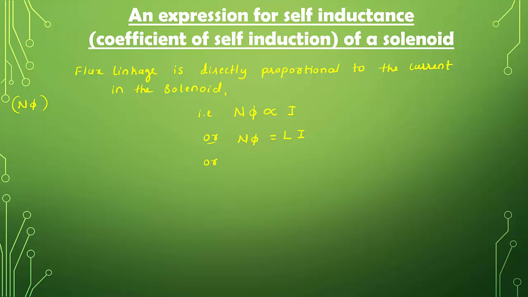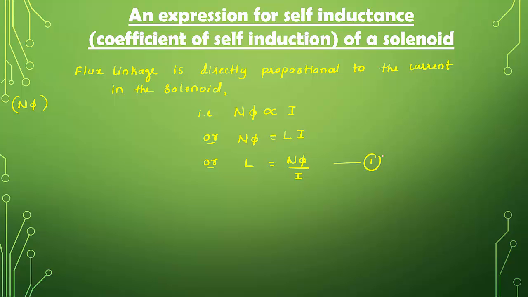Or we can write here, we want self-inductance, so we can write L equal to N phi divided by I. Let us take it as equation number 1. What is L? L is the self-inductance of the solenoid. N phi is the flux linkage. I is the current in the solenoid.